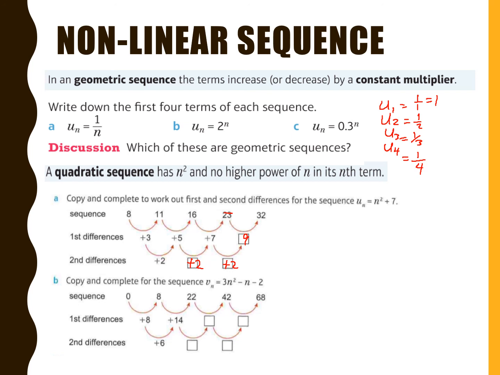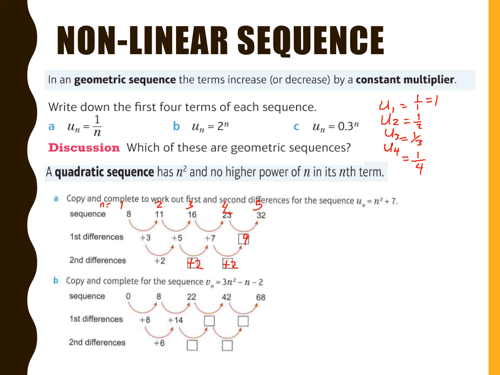Okay, do the same for here. So basically you have the sequence here. Do you know how they found this 8, 11, 16, 23, 32? Because this is just the sequence. How did they know that it's going to be 8, 11, 16, 23, 32? Well, this is what they did. They substituted n equals 1, 2, 3, 4, 5, because this is the first term, second term, third term, fourth term, and fifth term.